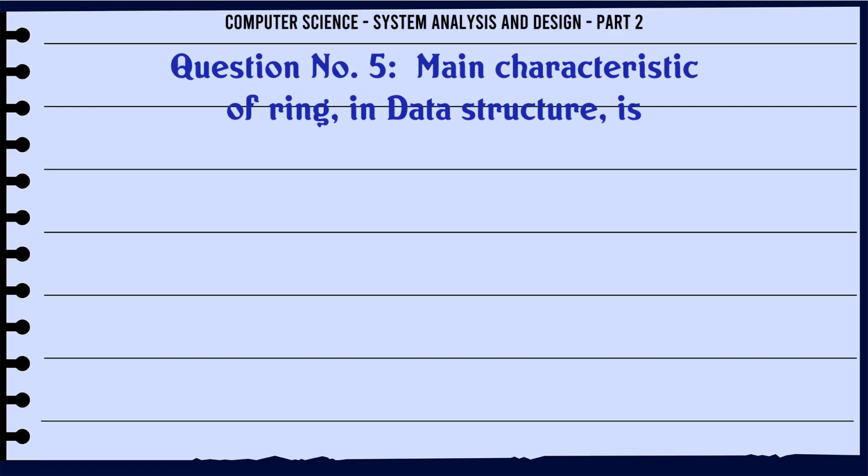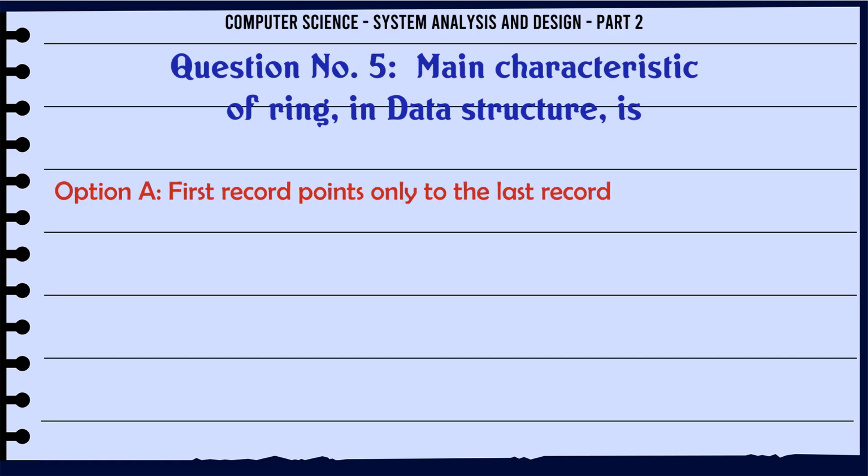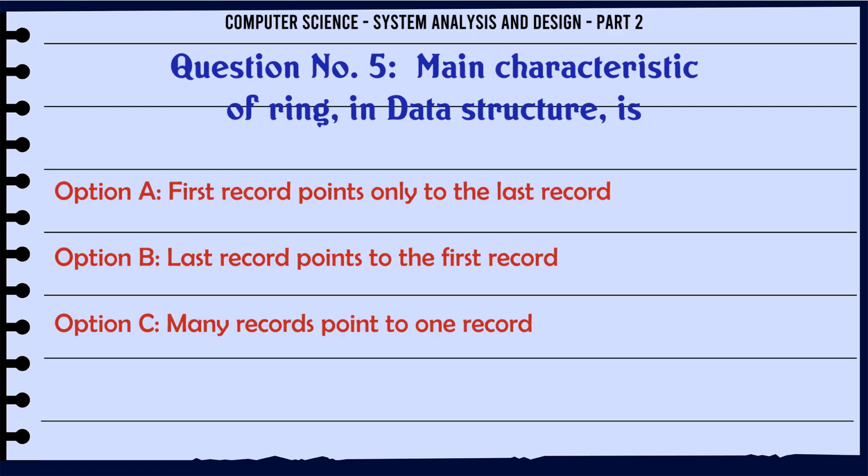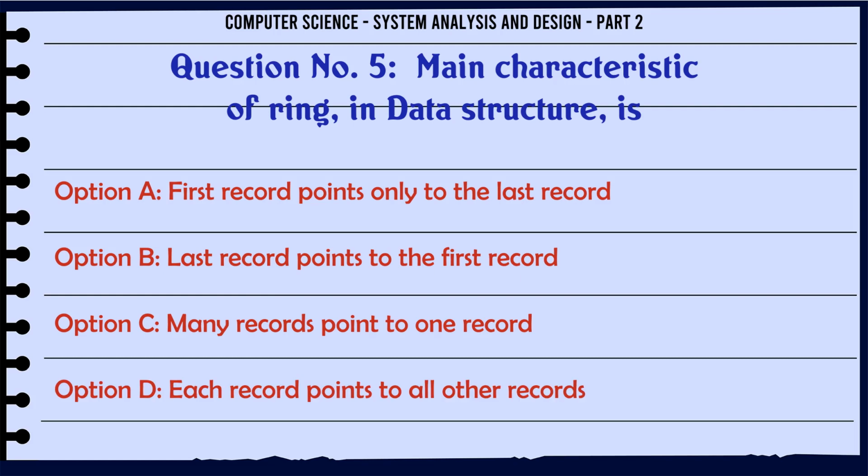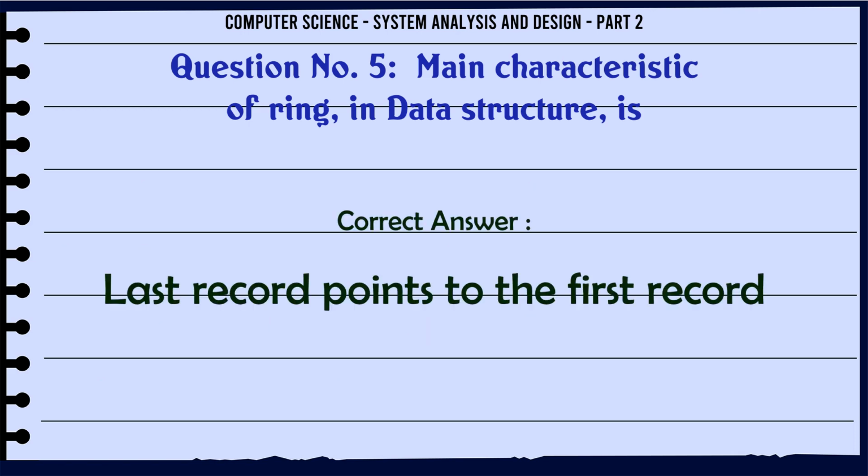Main characteristic of ring in data structure is A. First record points only to the last record. B. Last record points to the first record. C. Many records point to one record. D. Each record points to all other records. The correct answer is last record points to the first record.